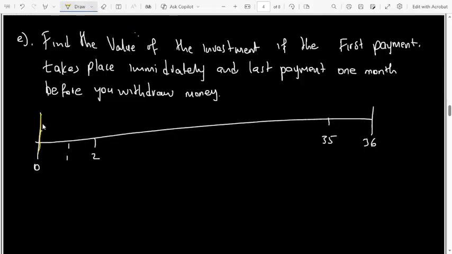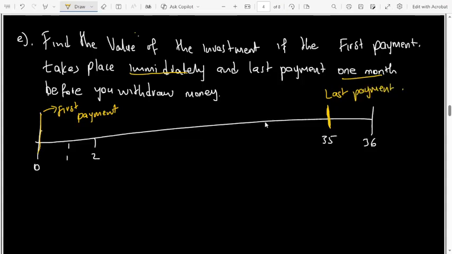So this is my first payment. This is where I'm gonna make my first payment. Remember, I said immediately we start at 0. So this will be my first payment, right? And we're gonna stop 1 month before. So we're gonna stop at 35. So this is my last payment, right?